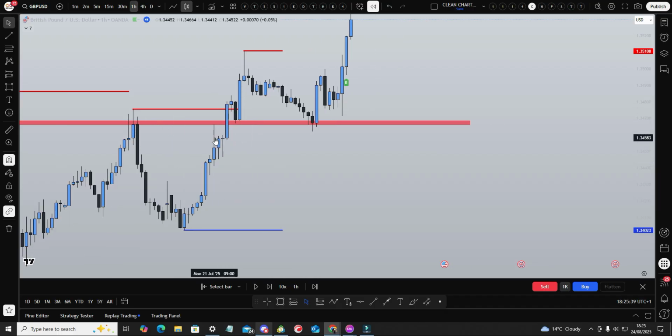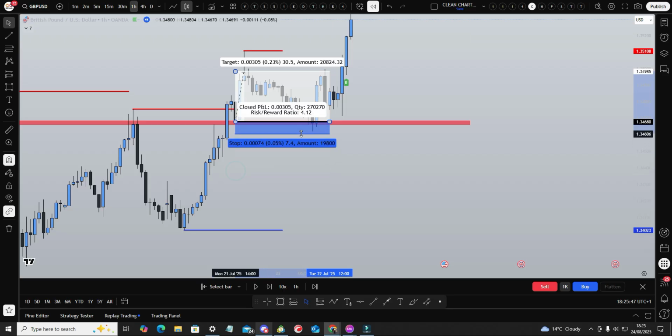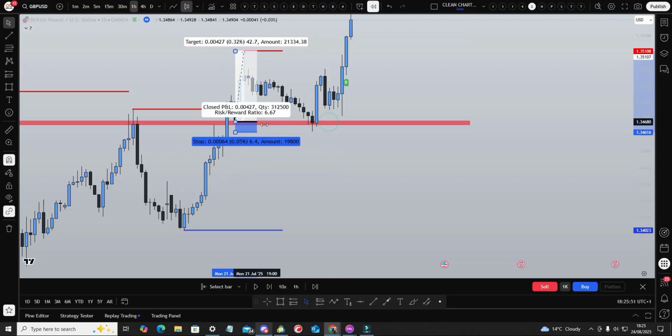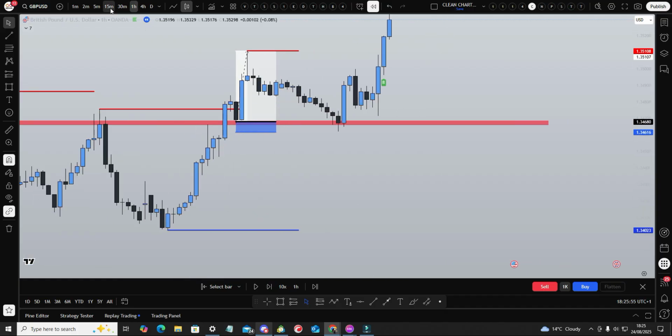So this was a resistance, clean rejection, price breaks through, comes back down, we test the zone out, and boom. Oh, by the way, I got a comment on one of my comments. I can see obviously a nice 1 to 6 risk reward.